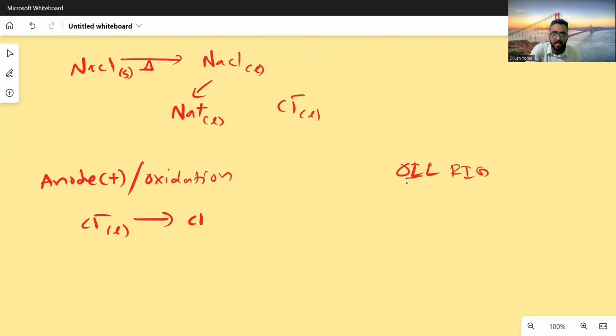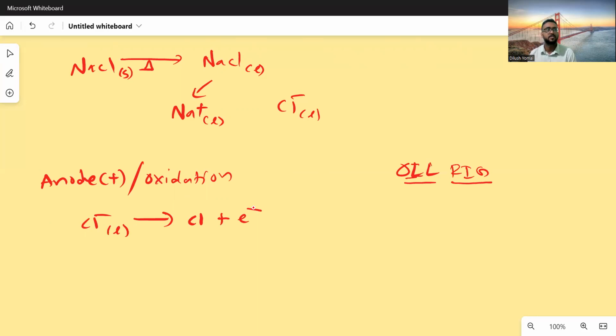Oil rig: oxidation is losing and reduction is gaining electrons, right? So Cl minus in liquid form becomes Cl. But okay, tell me how many electrons will be removed? Only one electron, no? Yeah. And Cl minus becomes Cl.